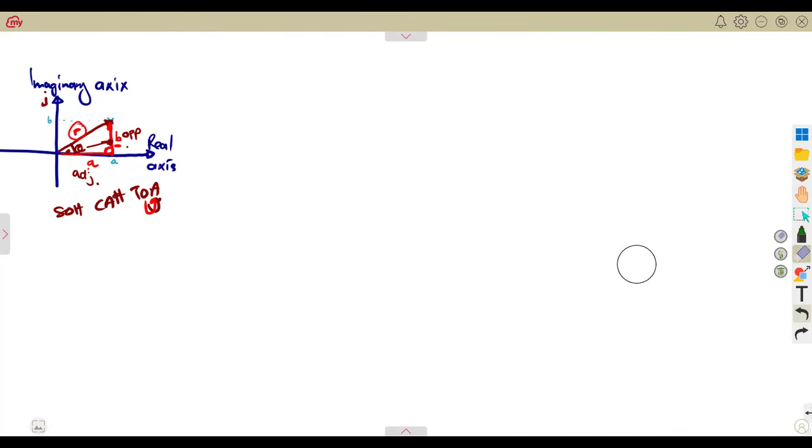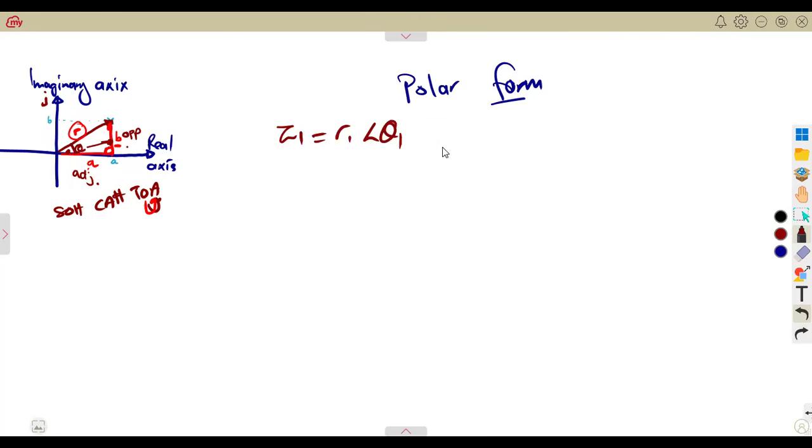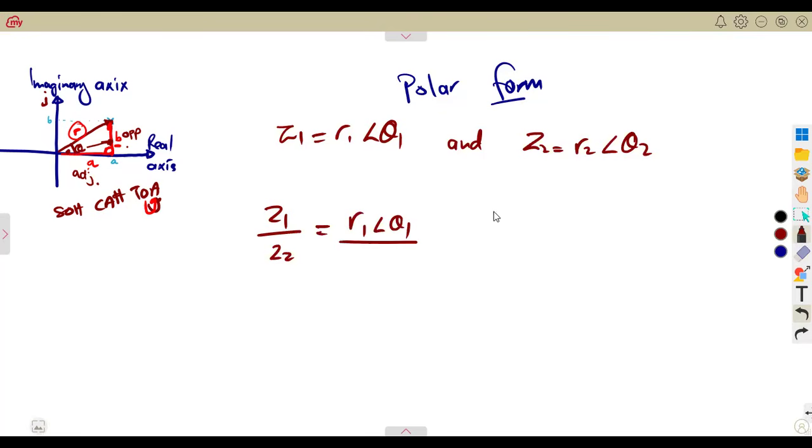Meaning to say, if they are in polar form, you must convert first to rectangular form. In polar form, as we saw, it is easier for us to have a division. Why? Let's consider Z1, which is R1, angle theta 1, and you're also given Z2, which is R2, angle theta 2. We can simply divide Z1 over Z2. Remember division. All right, let's take our Z1 as it is, R1 angle theta 1, and our Z2, R2 angle theta 2.